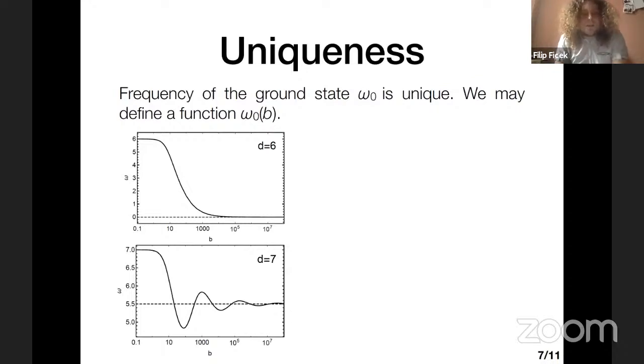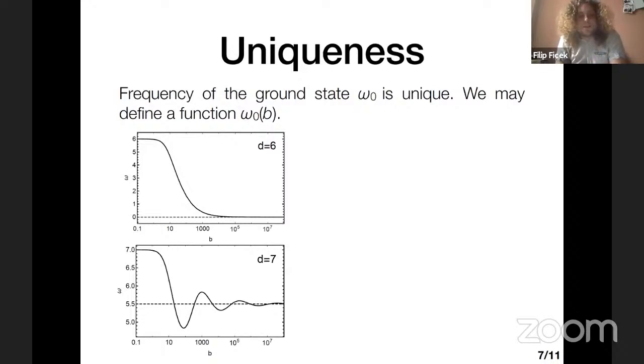So for example, for the critical dimension, d equal to 6, we can see that this function starts at omega equal to 6, which we could suspect since for low values of B it is almost a typical linear quantum oscillator. So it has a ground state frequency equal to 6. But then as B goes higher, the omega goes lower, and we can see that this is just a decreasing function.